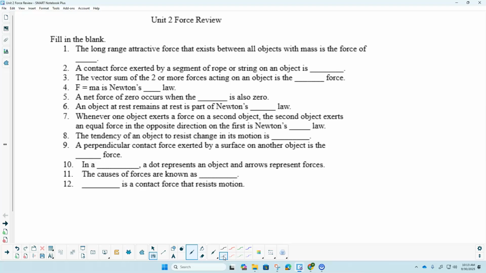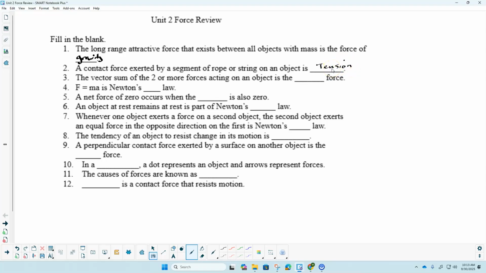This might be more in the multiple choice kind of range, but the first one says the long-range attractive force that exists between all objects with mass is the force of gravity. So gravity is that attractive force that doesn't require touching. For the second one, where it says contact force in a segment of rope or string, that's the tension.